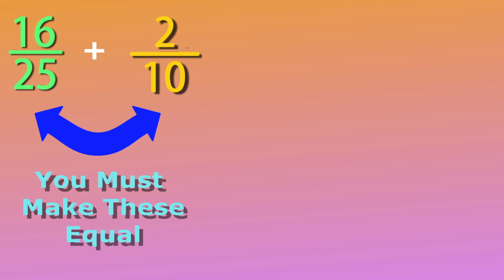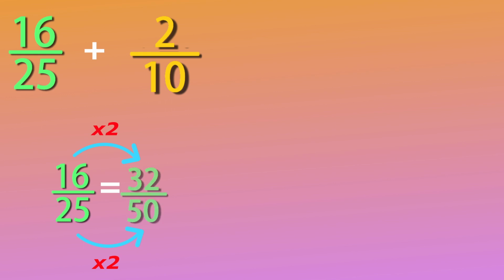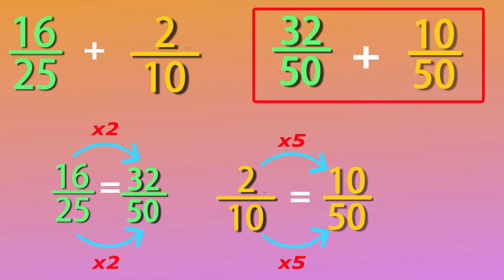You do this by replacing these fractions with their equivalent fractions. I could take 16 over 25 and multiply numerator and denominator by 2, and that gives 32 over 50. And we could take 2 over 10 and multiply numerator and denominator by 5, and that gives 10 over 50. Now, since 16 over 25 equals 32 over 50, and 2 over 10 equals 10 over 50, we can rewrite our original sum as 32 over 50 plus 10 over 50. And now, that's far easier to solve, because you can now add the two numerators.